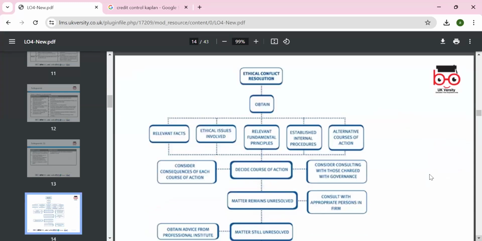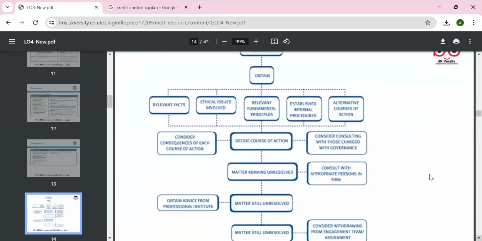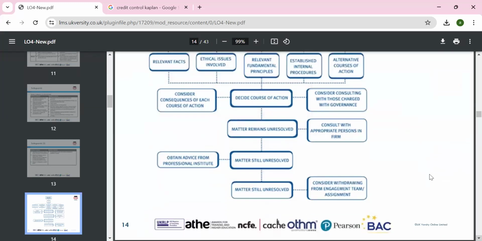Okay, then ethical resolution: always obtain relevant evidence, look around, involve the parties, tell them this is your professional code of ethics, these are the laws, you're not going to compromise. The goodwill of the company would also be compromised in future, and the company's sustainability could be called into question in the future. So we have to focus on these key points: obtain advice from the professional institute.